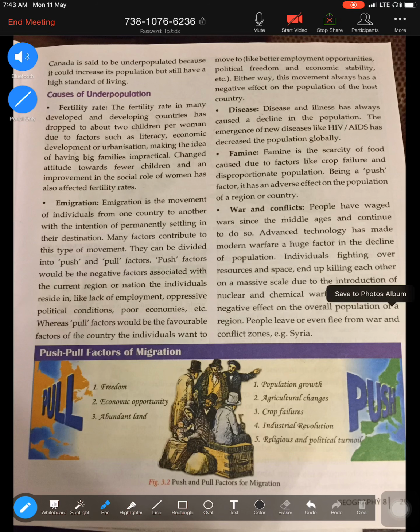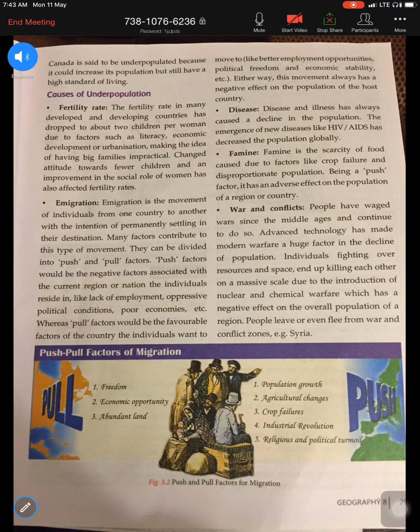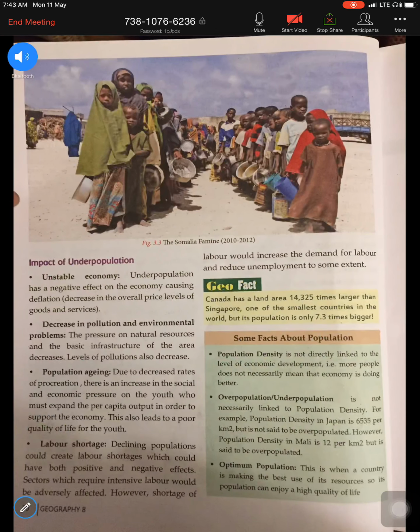Deaths can take place, especially when people end up killing each other on a massive scale because of nuclear and chemical warfare. So this can have a negative impact on the overall population, leading to a decline of population. That is how war and conflict can lead to reduction in population, causing underpopulation. So those were your causes of underpopulation.